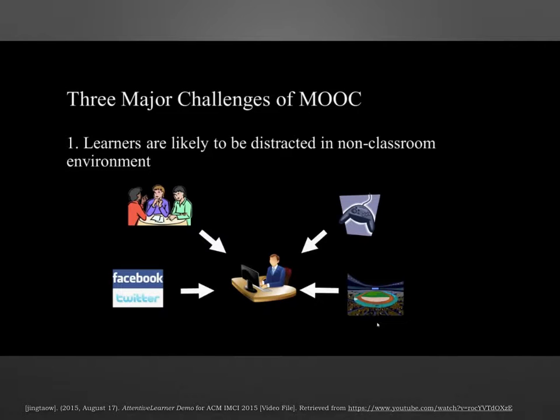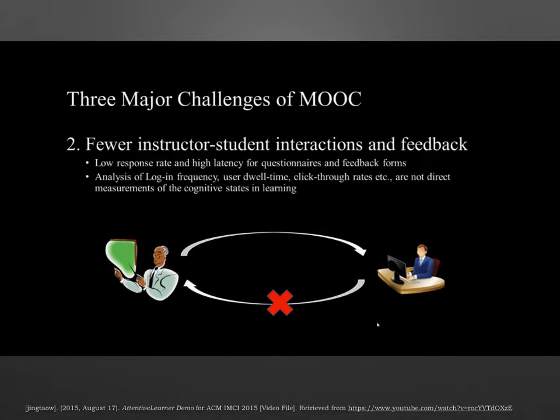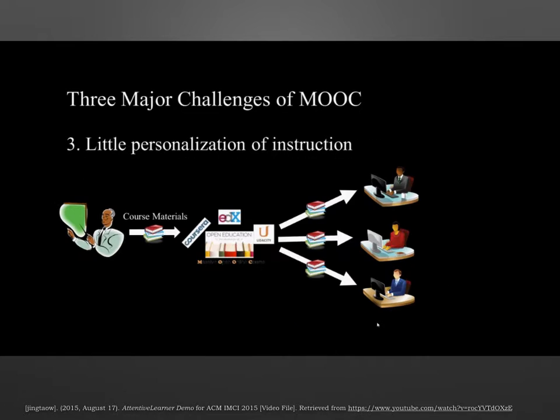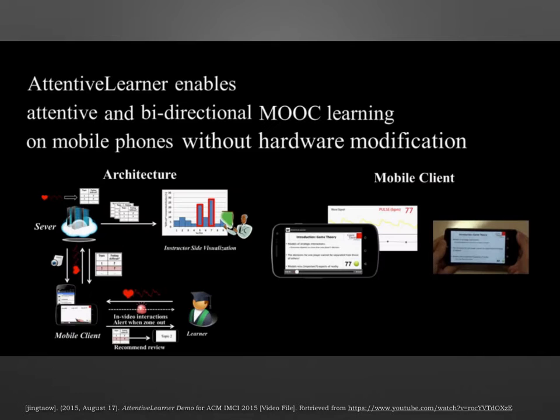Learners and instructors in MOOCs face three major challenges. First, learners are more likely to be distracted in non-classroom environments due to external distractions. Second, there are fewer instructor-student interactions. Instructors have little information on how well lectures are received by learners. Third, there is little personalization of instruction. It is hard for MOOCs to adapt instruction, lacking knowledge of when the learner feels overwhelmed or distracted during the learning process. Attentive Learner addresses these problems by enabling attentive and bidirectional learning on unmodified mobile phones.